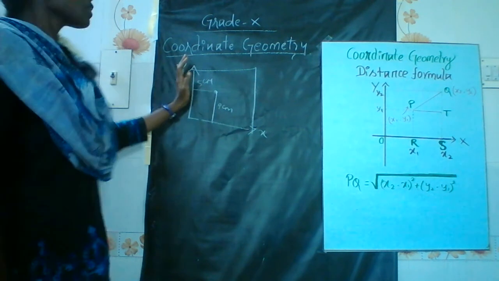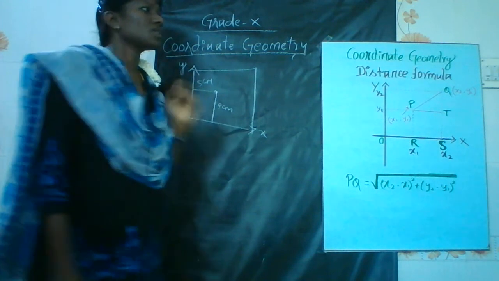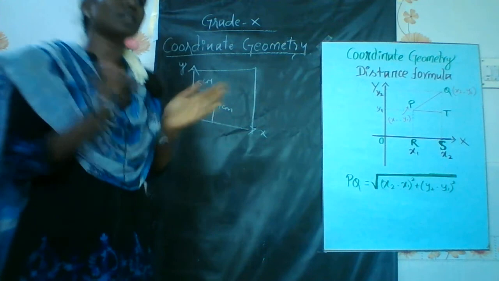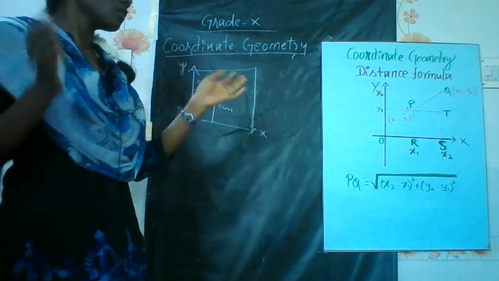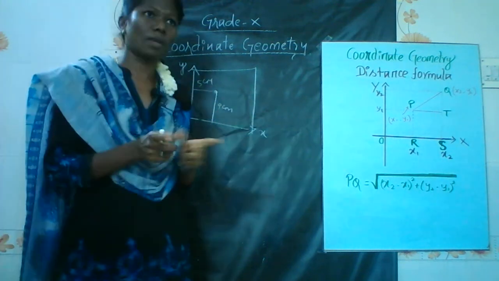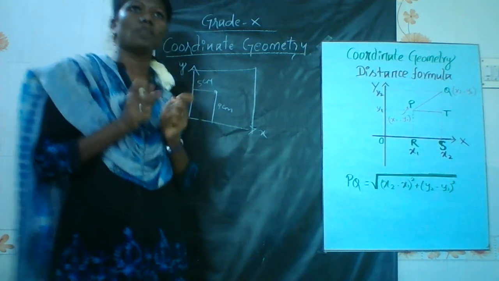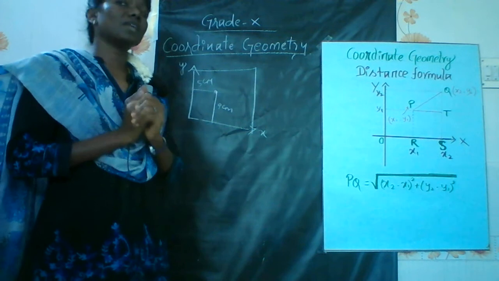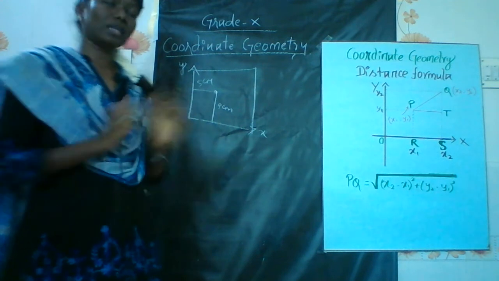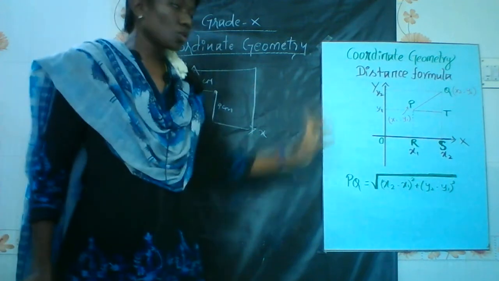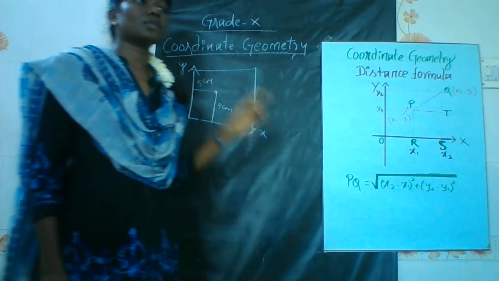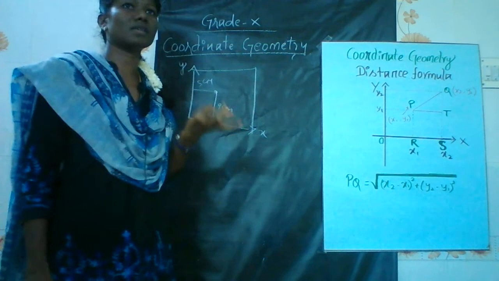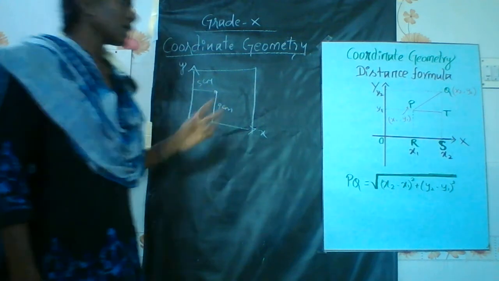Okay. Now I am going to teach the distance formula. Why are we using the distance formula? To find the distance between 2 points. For that we have to use some formula. By using that formula we are supposed to find the distance. The formula is the square root of x2 minus x1 whole square plus y2 minus y1 whole square. That is the formula for finding the distance between 2 points. Okay. Let me explain.